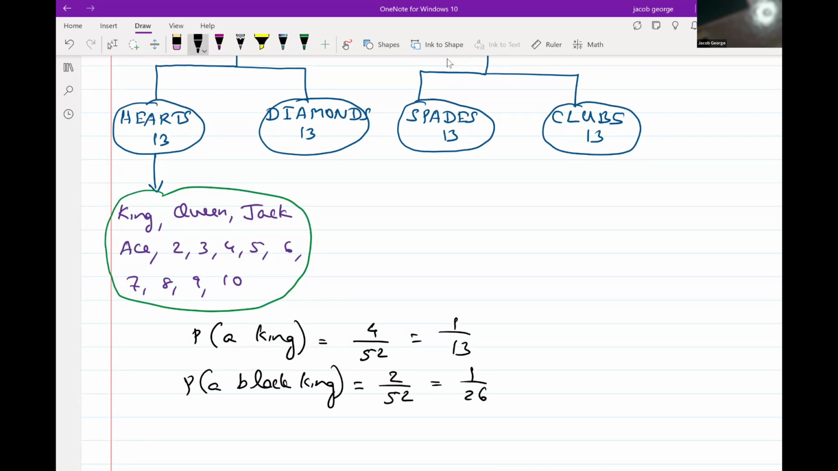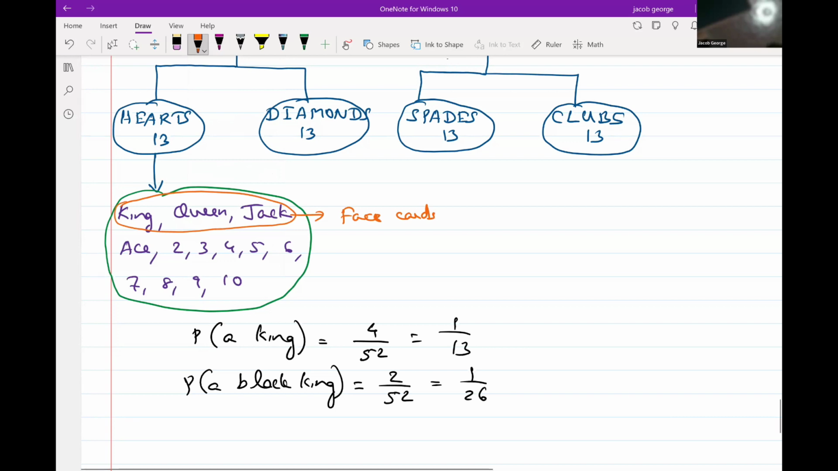King, queen and jack are also called what? What is the special name for these three? Face cards. Last year you have studied face cards. King, queen and jack are also called the face cards.